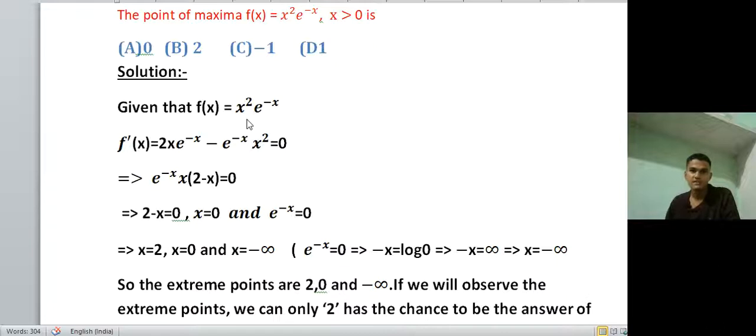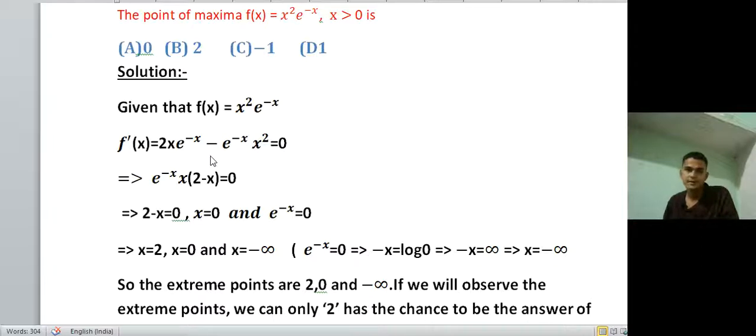Okay, so simple derivative, the product rule will be applied here. This into derivative of this is 2x, so e to the power minus x into derivative of x square, and this is x square into derivative of this. The derivative of e to the power minus x is e to the power minus x, then by chain rule we again find the derivative of minus x, which is minus 1, so it is minus.